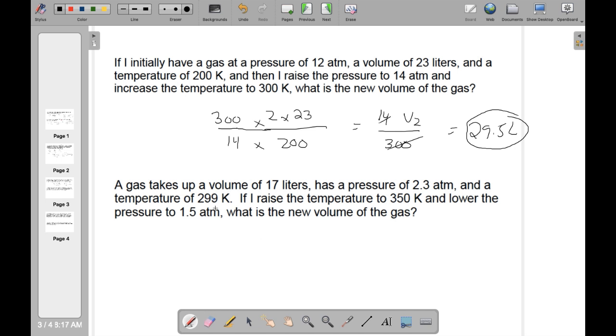Let's go down here. A gas takes up a volume of 17 liters. Write out your equation. See, chemistry can be very relaxing.